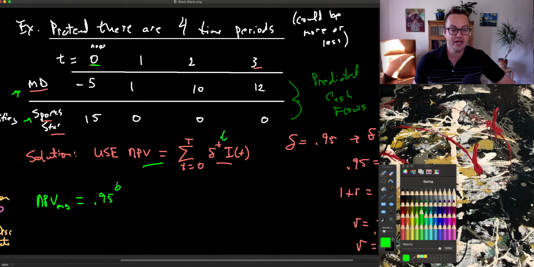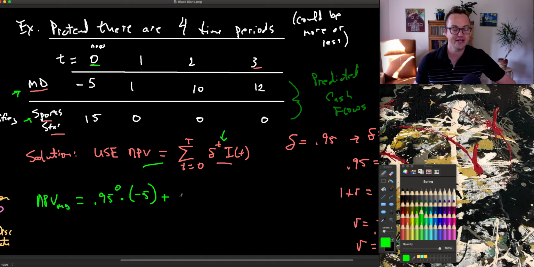Okay, so we use this time value here and we put it into our equation. So remember, anything raised to the exponent 0 is 1. So this kind of cancels out and becomes 1. So I take my discount factor, I raise it to the power of time, and then I look at the inflow. The inflow here for my first MD choice is minus 5. Okay, so that's time period 0.